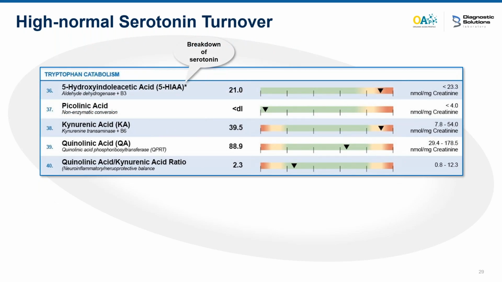It was very surprising. Now over to serotonin, number 36 is 5-hydroxyindoleacetic acid. That is your breakdown product of serotonin. And that was a little high normal, right? Serotonin was high normal, but we're more worried about low serotonin typically.